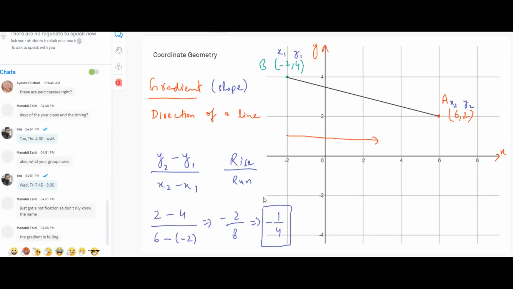Yes, the y coordinate, the y value is falling. Exactly. So the y coordinate is decreasing as you go from left to right. Gradient is not falling. Gradient is constant. It's a straight line. The gradient of a straight line is always constant. Gradient is not falling.